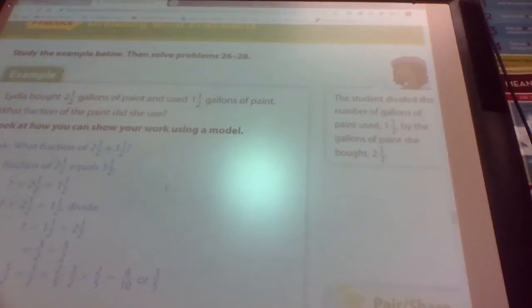It's in the book. Okay. So it says, what fraction of the paint did she use? She used 3/5 of the paint. She had 2 1/2, but she only used 1 1/2. So we had to divide. How much of the 2 1/2 is in the 1 1/2?